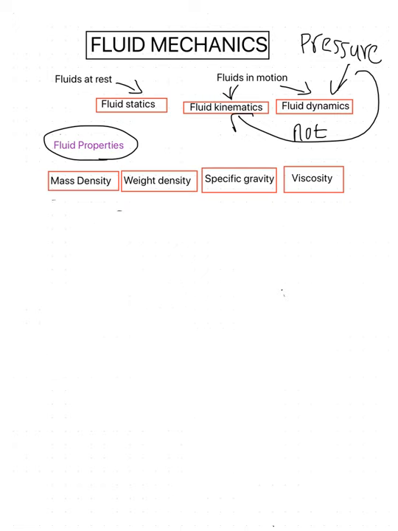Now moving on to the second one, which is weight density. Mass density was mass by volume. In the same way, weight density is weight by volume. We know the unit of weight is Newton, so it is Newton per meter cube. Now what is Newton? Newton is basically the unit of force.